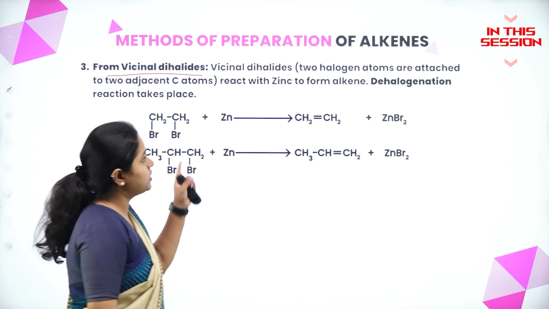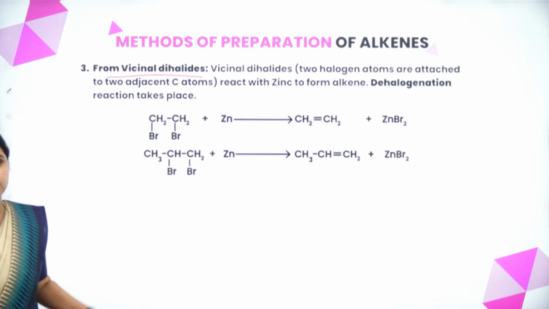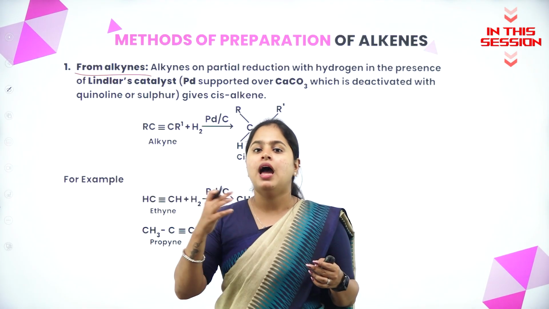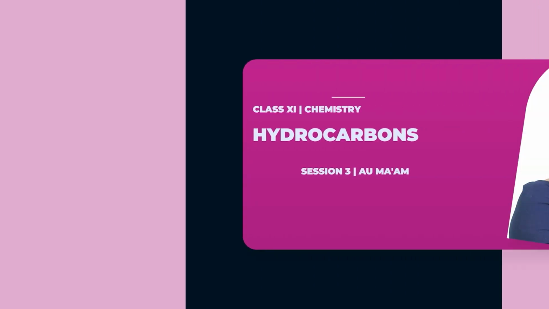Vicinal dihalides means two halogen atoms are attached to adjacent carbon atoms. From alkynes we can prepare alkenes, and from alkenes we can prepare alkanes.